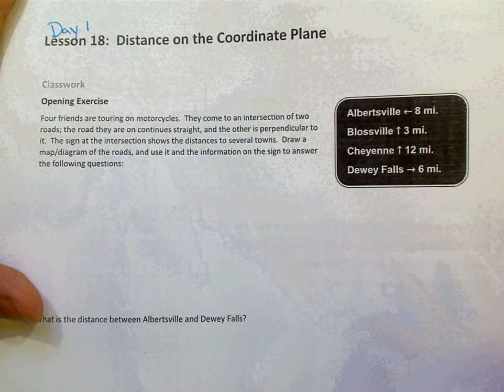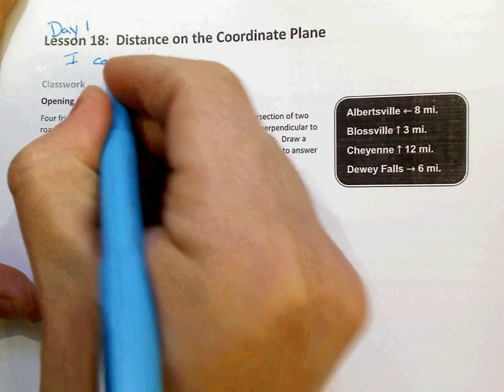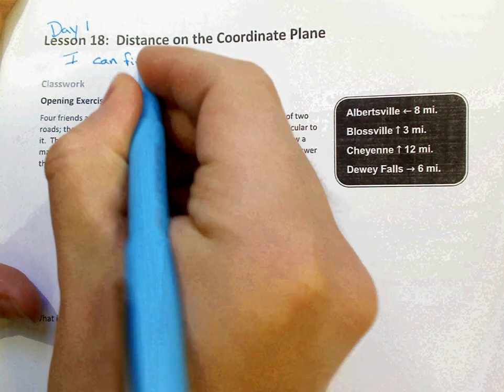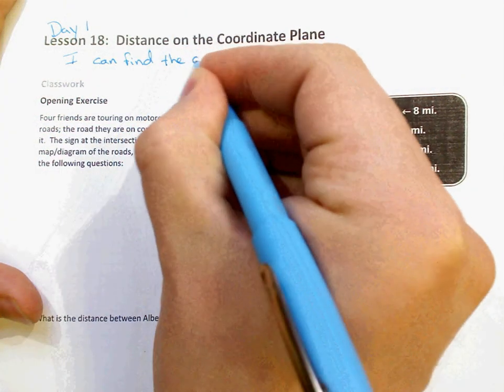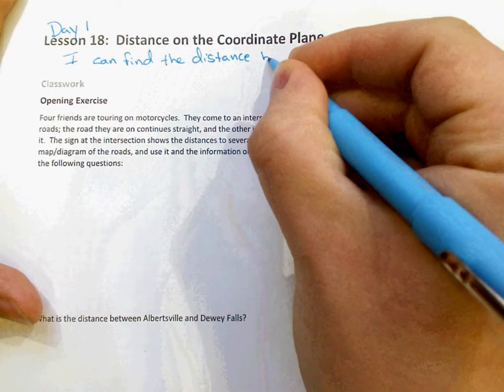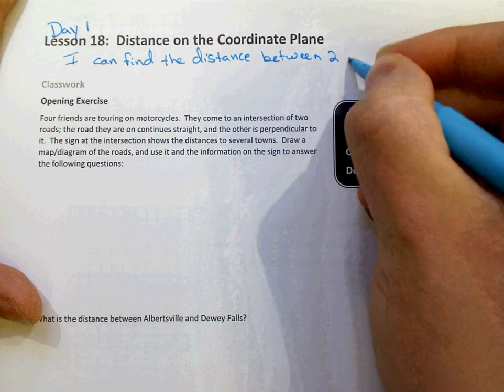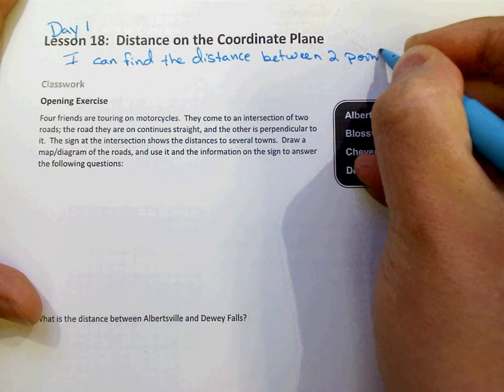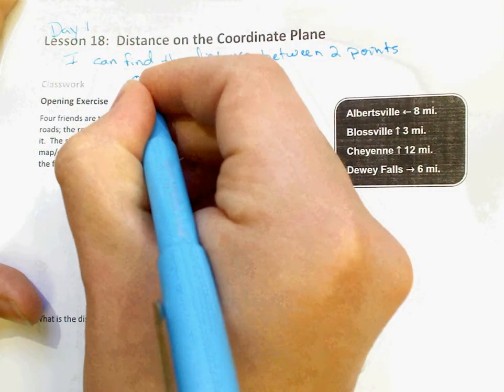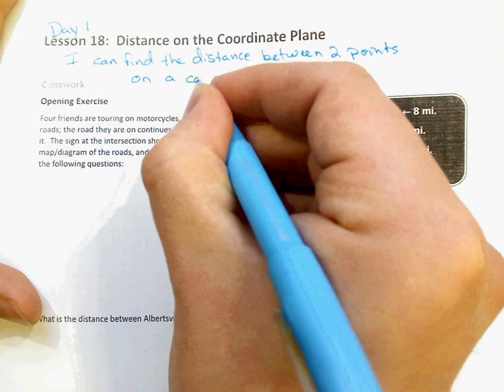So our target is: I can find the distance between 2 points on a number line. I'm sorry, on a coordinate grid.